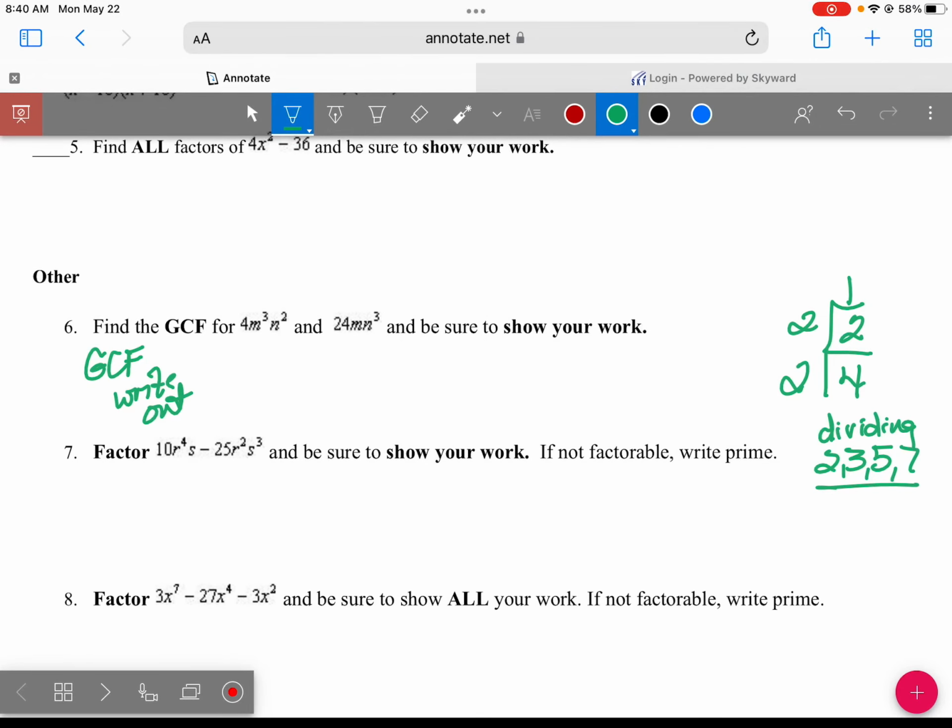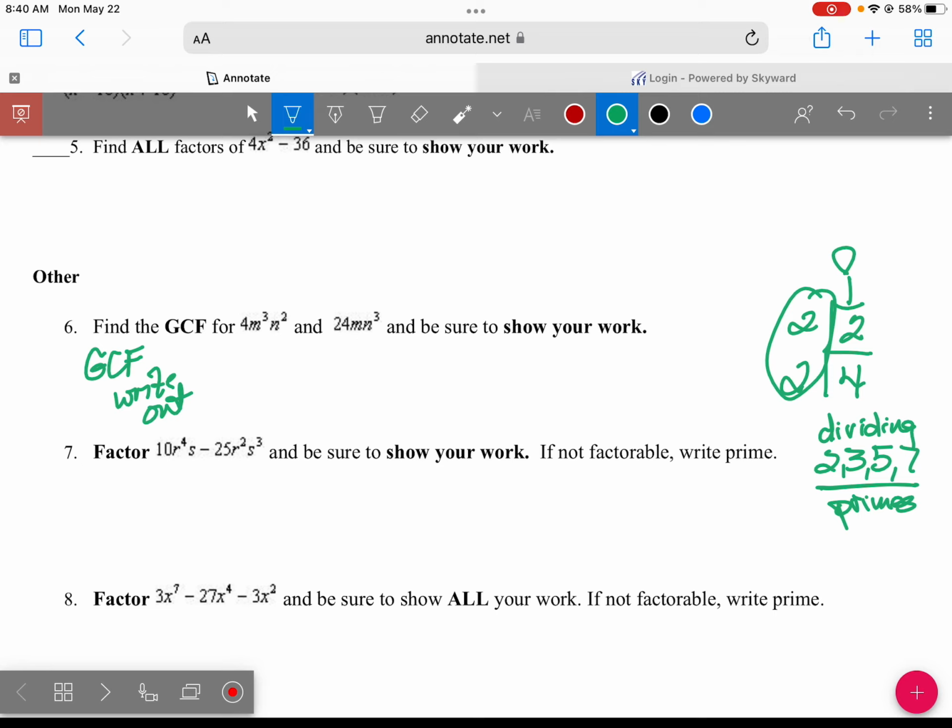So we're working on number 6, finding the greatest common factor for these two terms. This is where you're going to write out all the factors, and you can do this with prime factorization. 4 divided by 2, these are the primes. My first prime is 2. 2 divided by 2 is 1. Once you reach the candle, you know you're done.